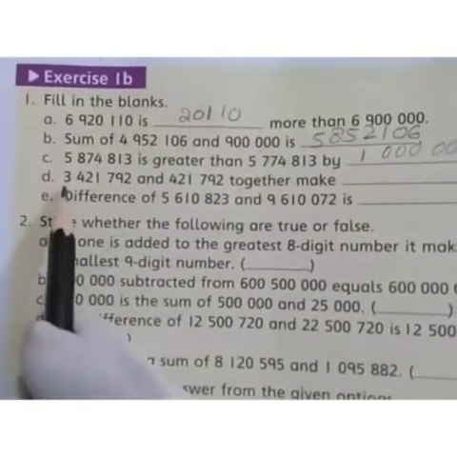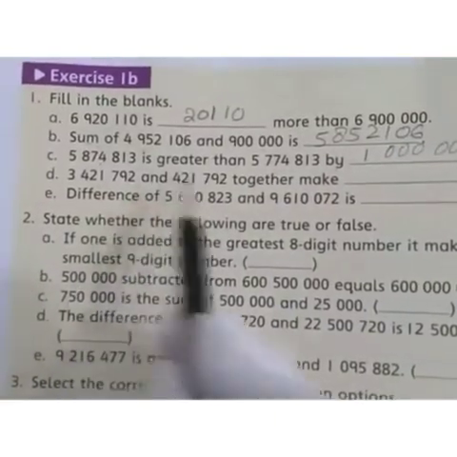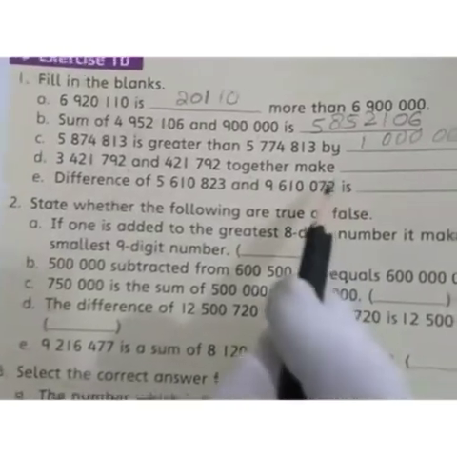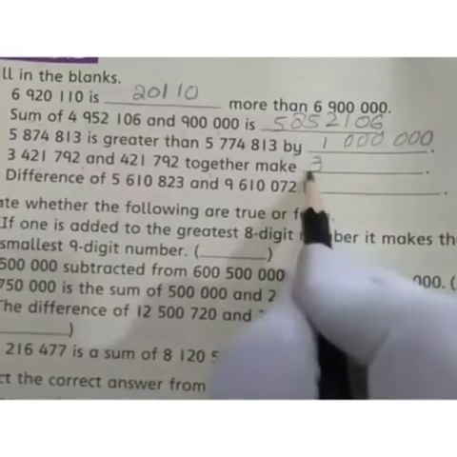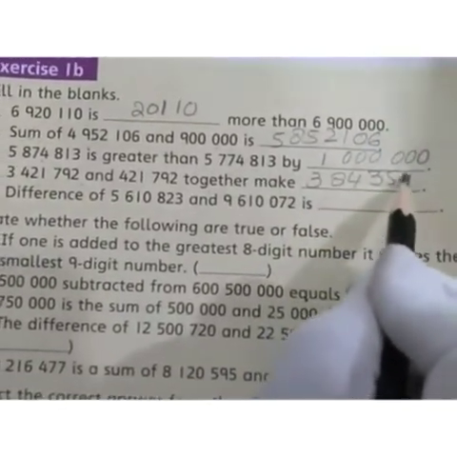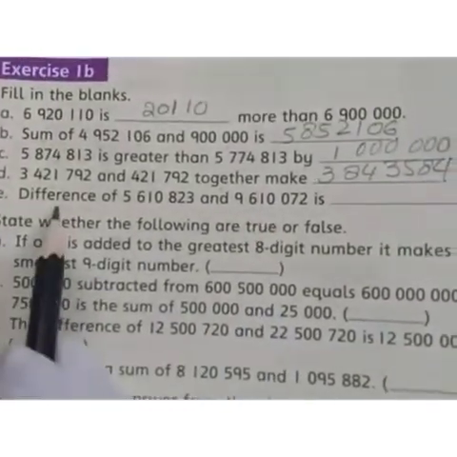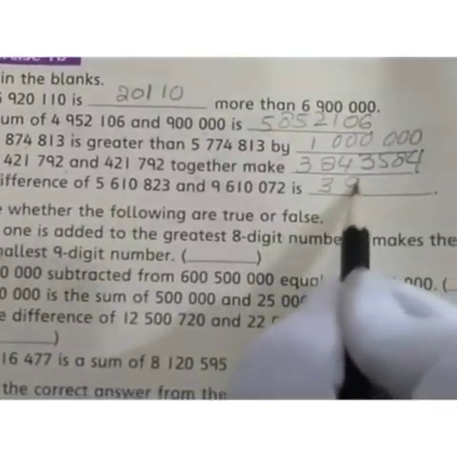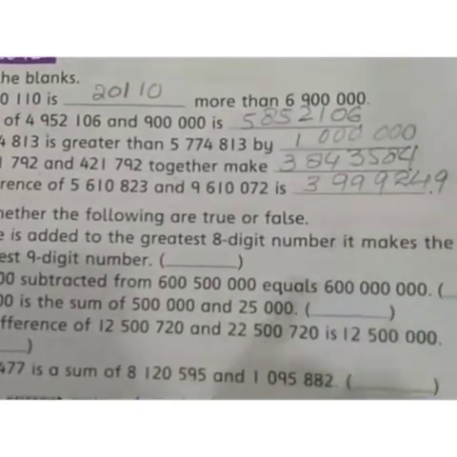In part D, 3421792 and 421792 together means we have to add the numbers and we got the answer 3843584. Difference of these two numbers, difference means subtract, minus, and the answer is 3,000,000.